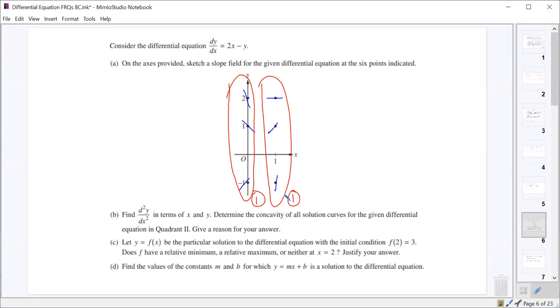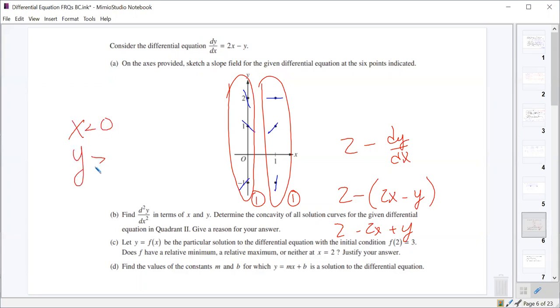Okay, part B, find the second derivative. So that should have been 2 minus dy/dx, or 2 minus 2x minus y. And then determine the concavity of all solutions in the second quadrant. Well, what can you tell me about the second quadrant? X is negative, y is positive in the second quadrant. If x is negative and y is positive, this will always be greater than 0 in the second quadrant. And so therefore the concavity is up, concave up. Everybody good with that?